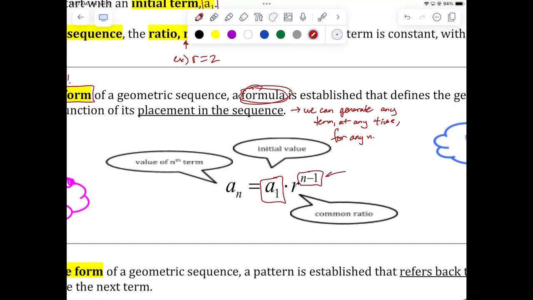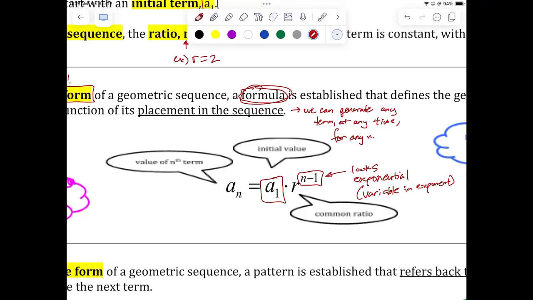Okay? Notice this right here, it looks exponential. It has a variable in the exponent. So the reason this is a holy grail is because of this. If you have this equation and you want to find the 100th term in the sequence, all I have to do is take the number 100 and plug it into that formula, and presto magic, it spits out the 100th term.